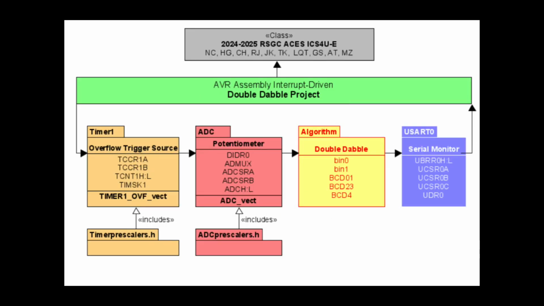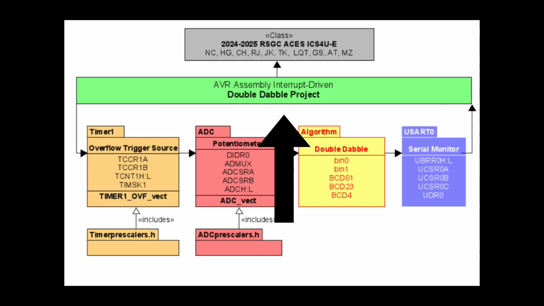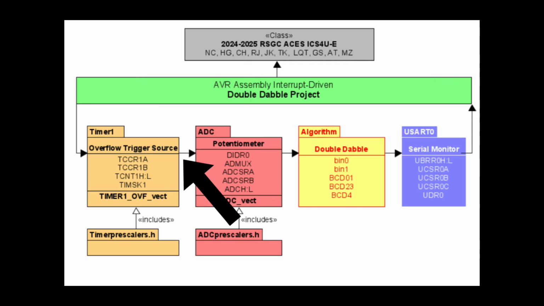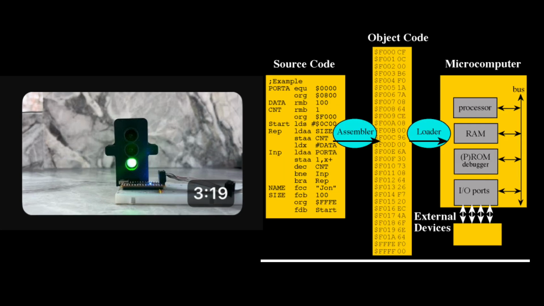The purpose of this project is to take the code written in previous classes, merge them together, and write a double-dabble algorithm that will create a timer interrupt every 1 second, read the analog voltage from a potentiometer on pin A5, take that decimal value and convert it to BCD using the double-dabble algorithm, and then display it on the serial monitor. Project 3.3 AVR Assembly Traffic Light helps explain the basics as to what the assembly language is and how it works, in contrast to other high-level coding languages such as C++ and Java.